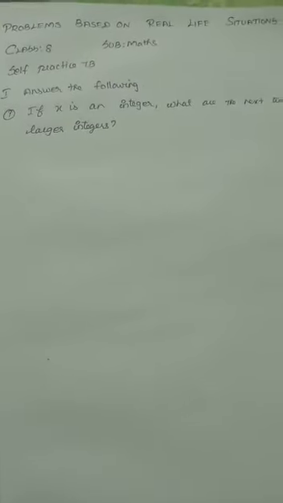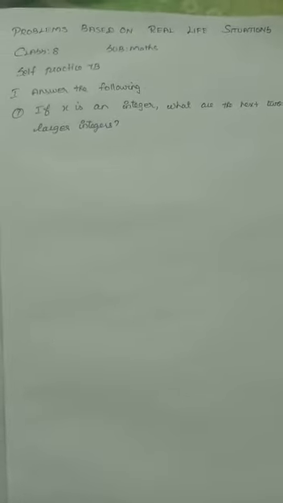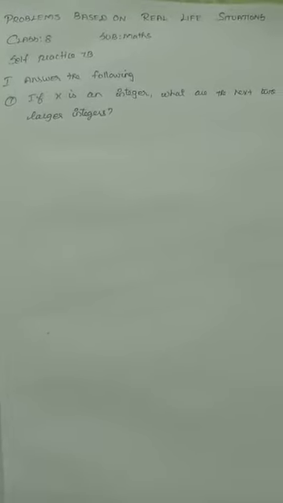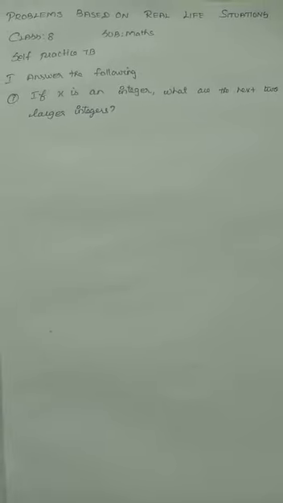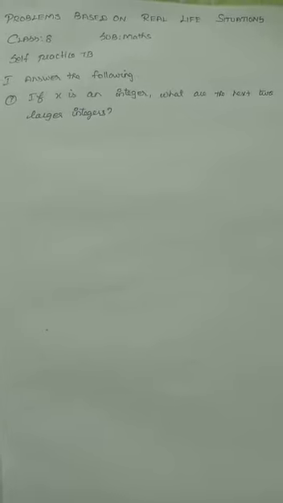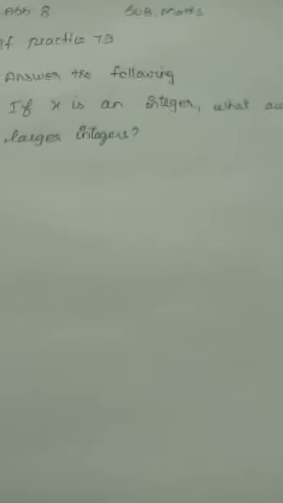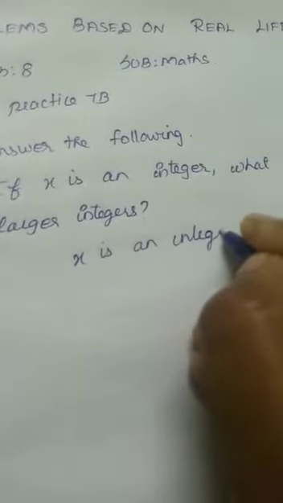Good morning students. In today's video we are going to see problems based on real life situations. Okay, self practice 7b. In this first Roman letter, answer the following. Your first question is, if x is an integer, what are the next two larger integers? Okay, so first we have to take x as an integer. It is given in the question.